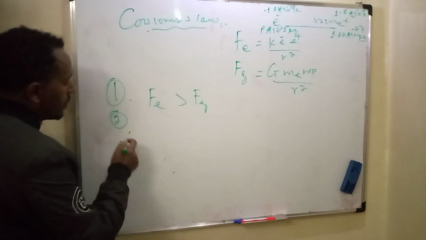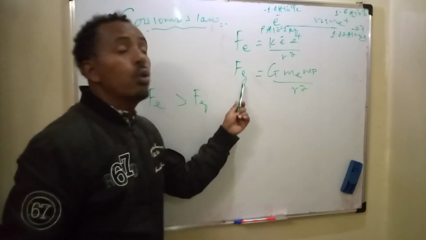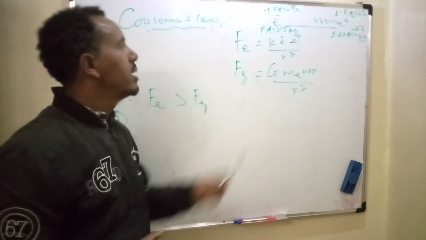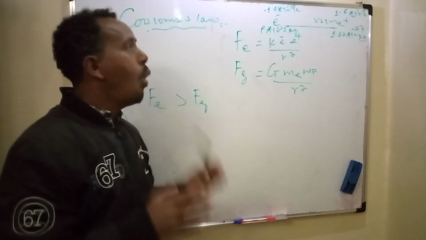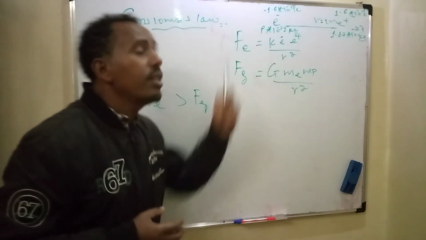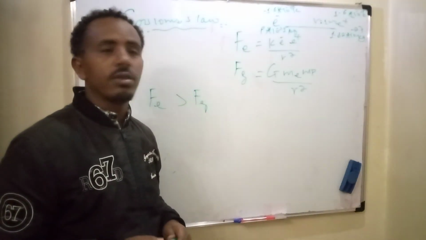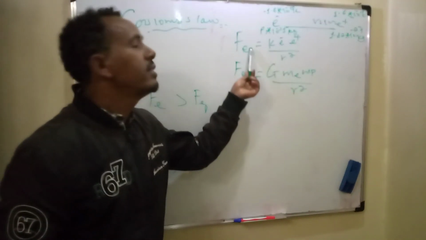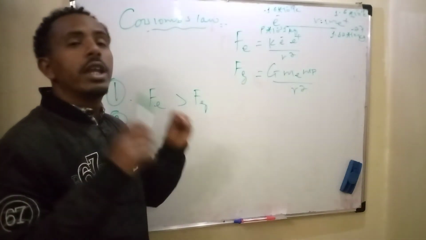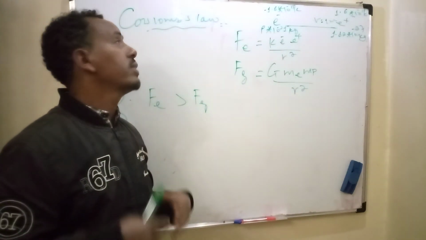The third one, gravitational force is formed between two point masses. Electrostatic force is always formed between point charges. If there is no charge, there is no electrostatic force. If there is no mass, there is no gravitational force. This depends on mass, this depends on charge. This is the difference between Newton's gravitational force and Coulomb's electrostatic force.